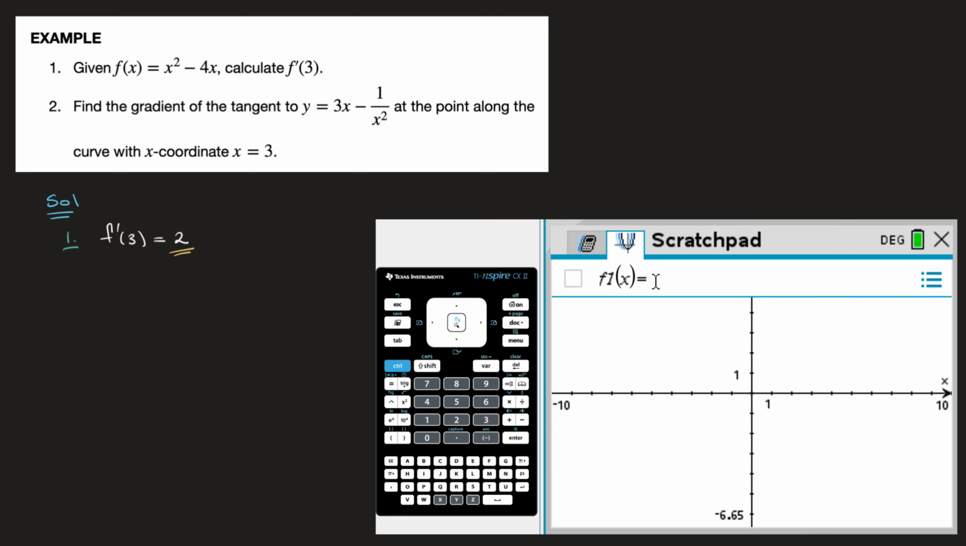Okay, so the function we're working with here is y equals 3x minus 1 over x squared. So I'll quickly enter that function. f1 of x is 3x minus 1 over x squared. Okay, and I click on Enter.